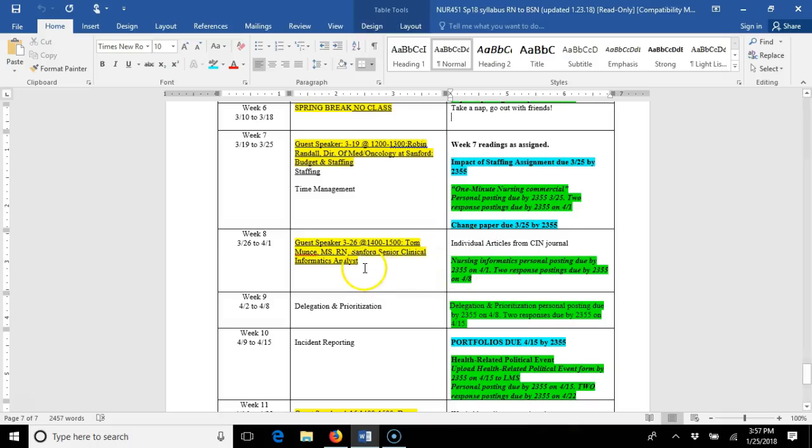This next week we are going to be talking about IT and informatics. So we'll have various articles related to that, and we want you to do a posting on that. The subsequent week we're going to be talking about delegation and prioritization, and of course there's postings and responses with that. Week 10, incident reporting, and we're also going to be talking about portfolios.